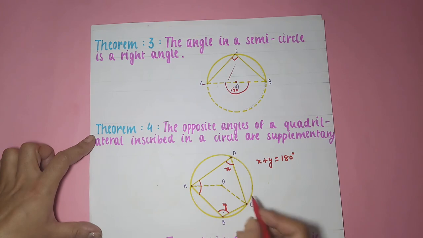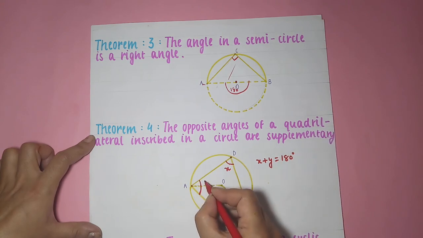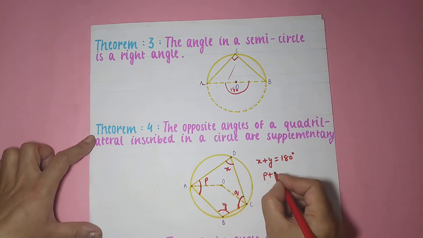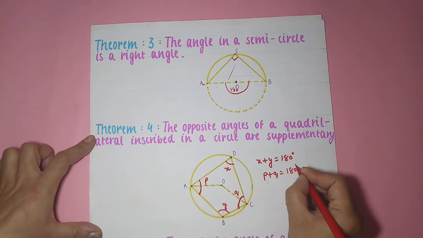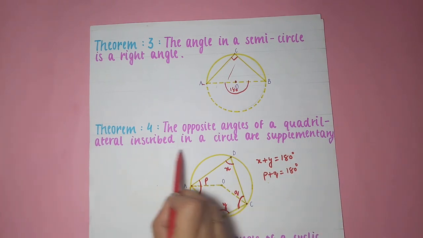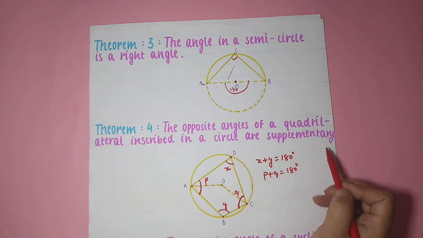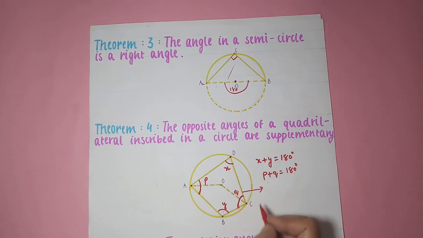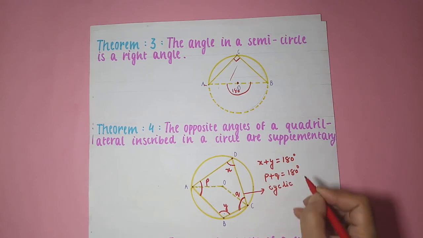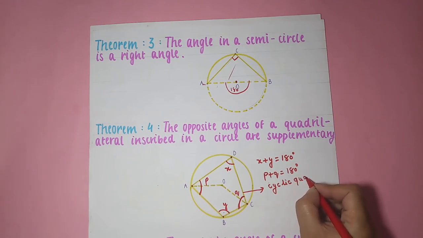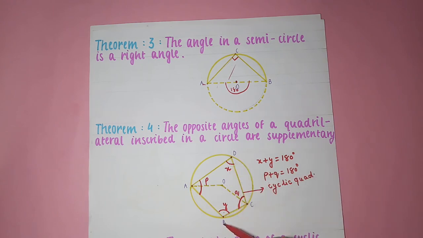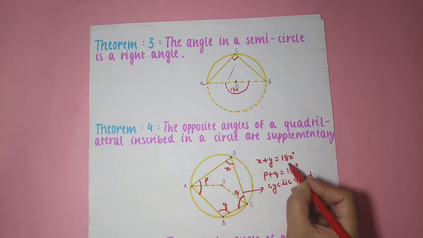So that holds true for these two also. If this entire angle is P and if this entire angle is Q, then we can say that P plus Q is equal to 180 degrees. That's what our theorem 4 says. The opposite angles of a quadrilateral inscribed in a circle are supplementary. So what is the name of this quadrilateral which is inscribed inside the circle? It is a cyclic quadrilateral. We call this quadrilateral a cyclic quadrilateral. And what is its property? That its opposite angles are supplementary, which means that the sum of those angles is 180.